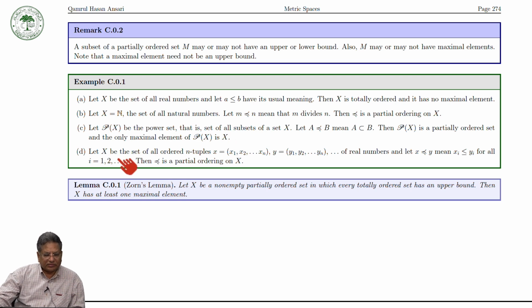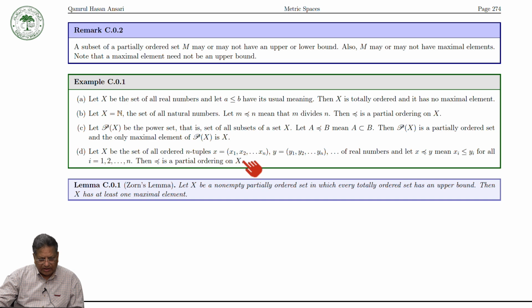Let X be the set of all ordered n-tuples, x = (x1, x2, ..., xn), y = (y1, y2, ..., yn) of real numbers, and let x be related to y means xi is less than or equal to yi for all i. Then this relation is a partial ordering on X.